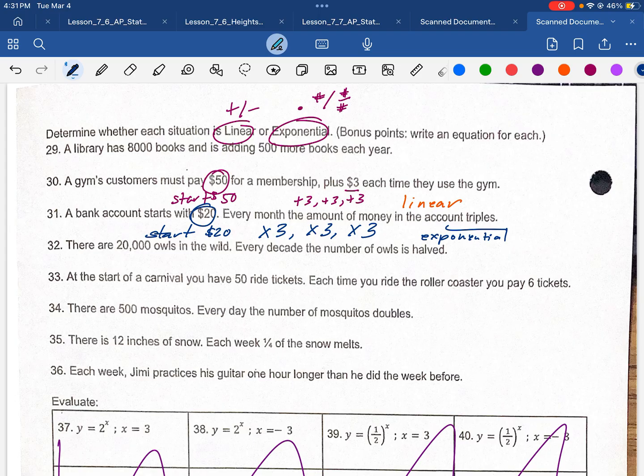32 is kind of an interesting one, too. So I'm starting out with 20,000 owls, but every decade they halve. Which remember, half is just times by 1/2. We kind of mentioned that on Tuesday. So you're timesing by half, which is exponential. You're timesing by something. So that's kind of the idea behind those. So just think, am I timesing, am I adding? That's kind of the gist of that, okay?